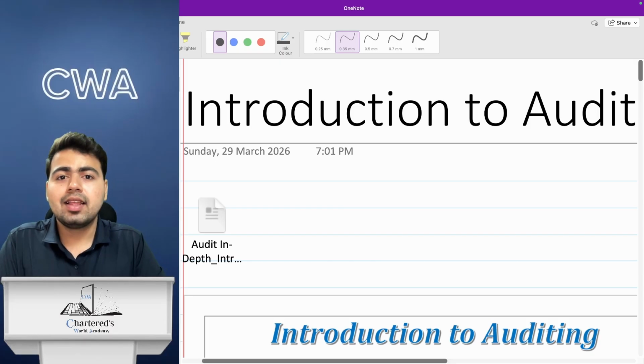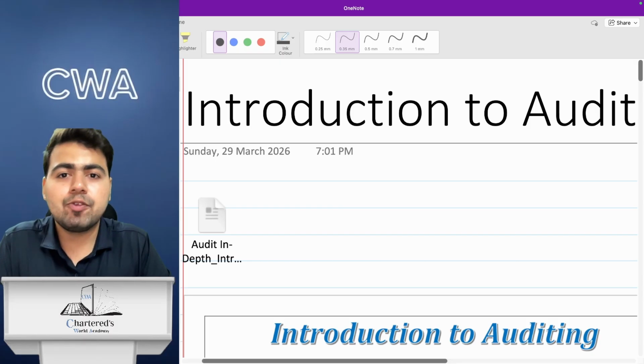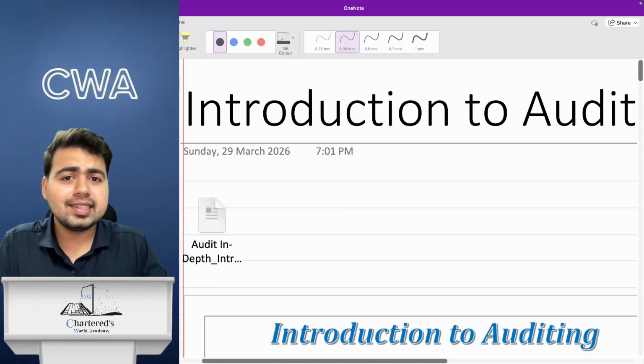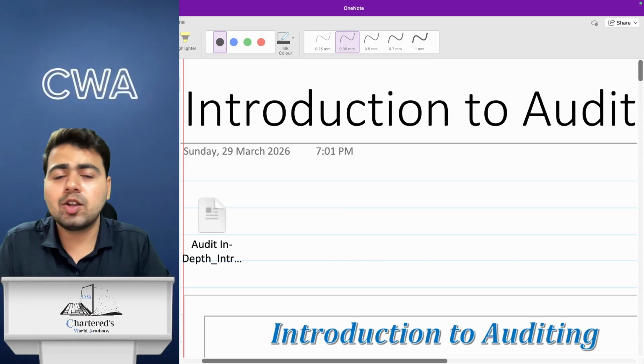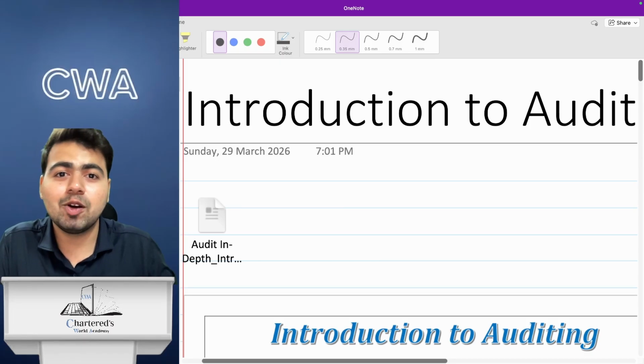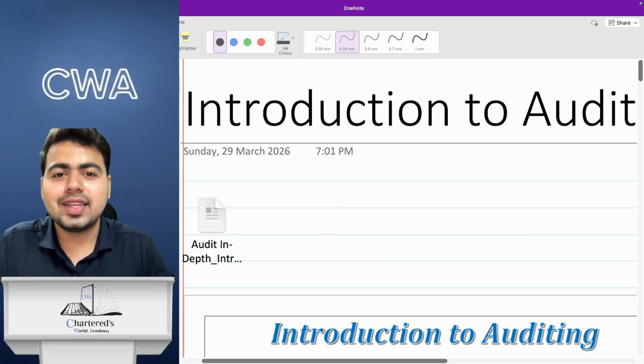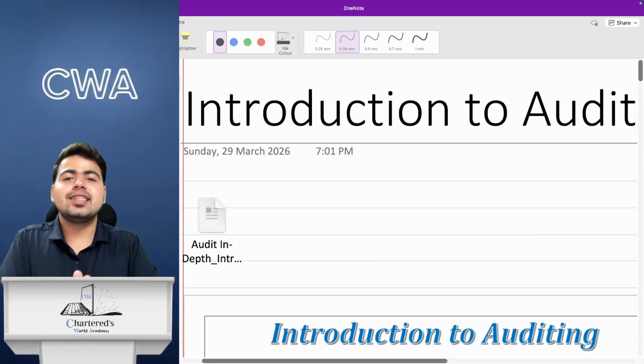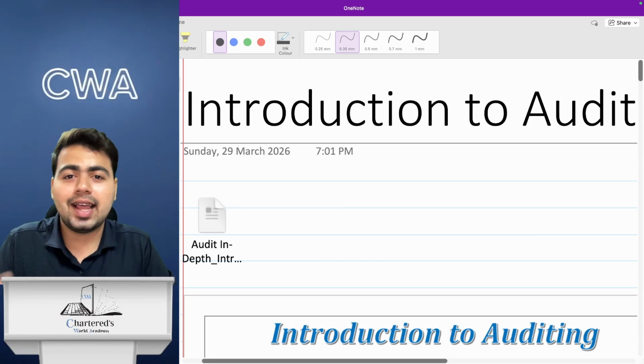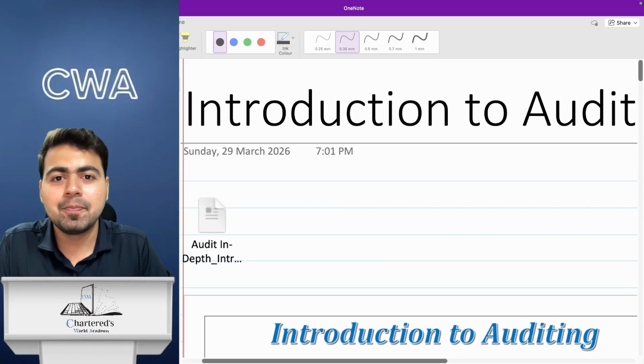No, right? There would be very few people who could remember that audit is an independent examination of financial information of an entity, whether profit oriented or not, irrespective of its size and nature, with a view to express an opinion whether the financial statements give a true and fair view or not, right? This is the definition of audit as per the ICAI's study module.